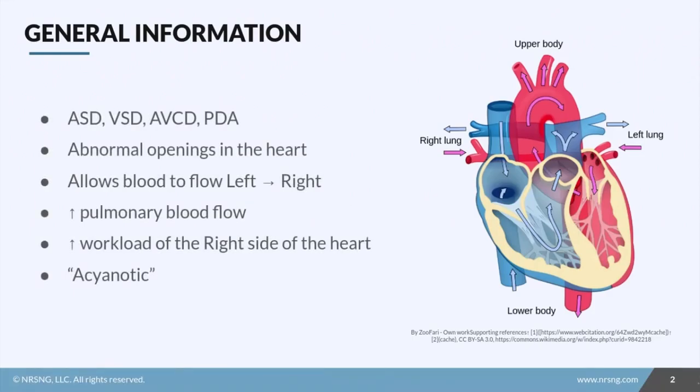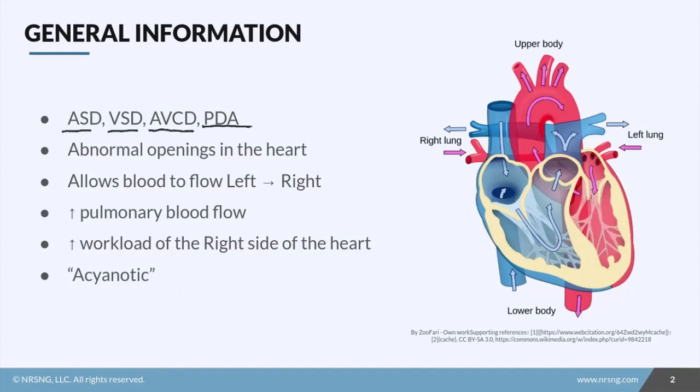All right, so the defects that cause an increased pulmonary blood flow are atrial septal defect, ventricular septal defect, atrioventricular canal defect, and patent ductus arteriosus. So we're going to talk about each of those specifically, so it's not so overwhelming. But essentially, these are all abnormal openings in the heart. And so let's just think about the anatomy of the heart for a second so we can understand exactly what's happening when we have these specific defects.